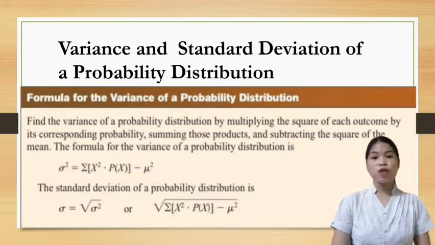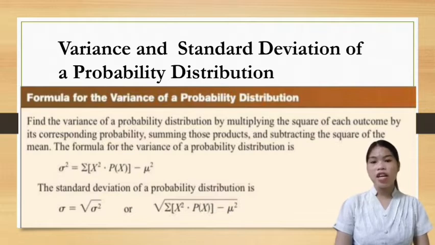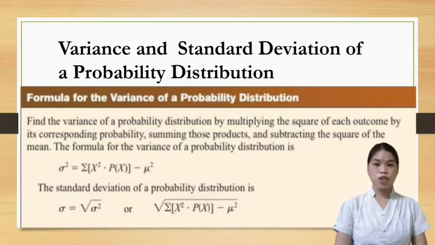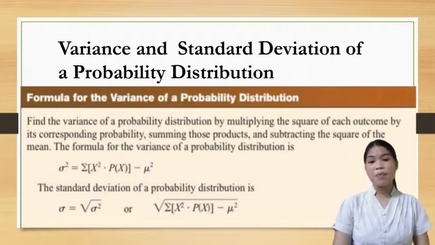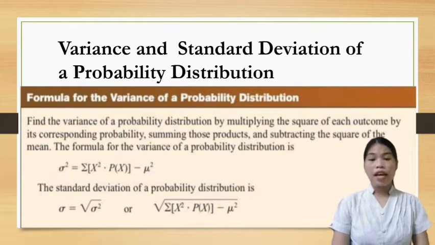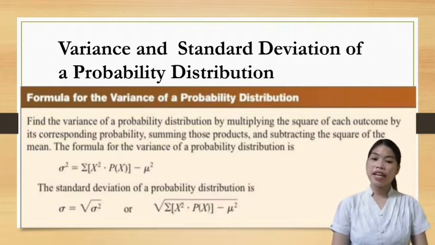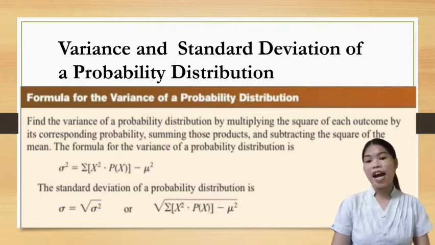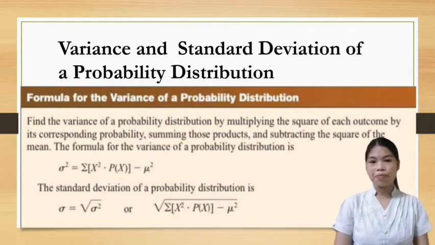And then, summing those products and subtracting the square of the mean. So, the formula for the variance of a probability distribution is lowercase sigma squared equals the summation of bracket x squared times p of x bracket minus mean squared.